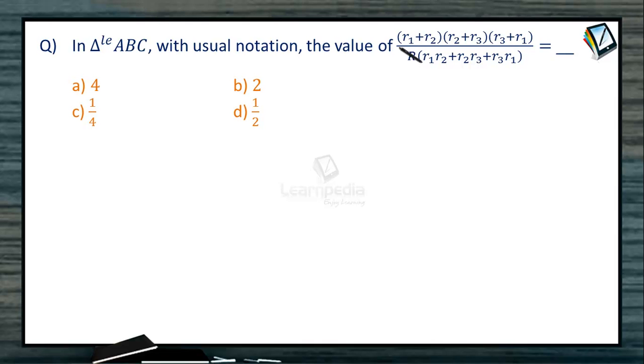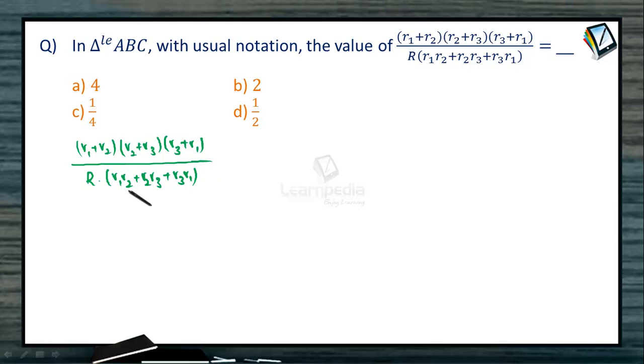Now a relation in terms of (R1 + R2)(R2 + R3)(R3 + R1) whole divided by circumradius capital R into (R1R2 + R2R3 + R3R1). Now the given expression value, that is (R1 + R2)(R2 + R3)(R3 + R1) by capital R into (R1R2 + R2R3 + R3R1).